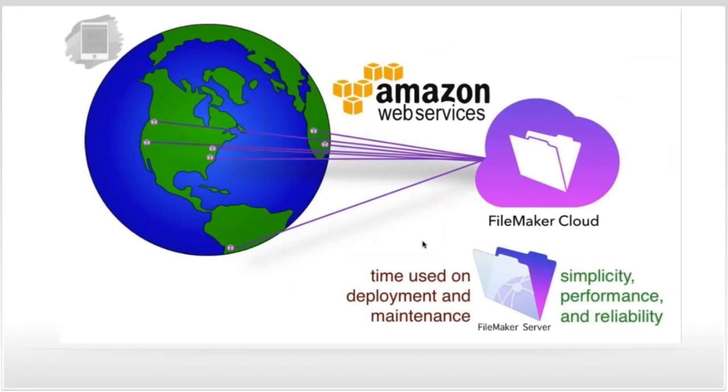And Amazon's got these data centers all over the world. Initially on this initial release, they're supporting data centers in North America. There's an East Coast and a West Coast data center. The idea is always to pick the data center that's closest to you. The closer the FileMaker Server, the better the performance. It's always the way it is.